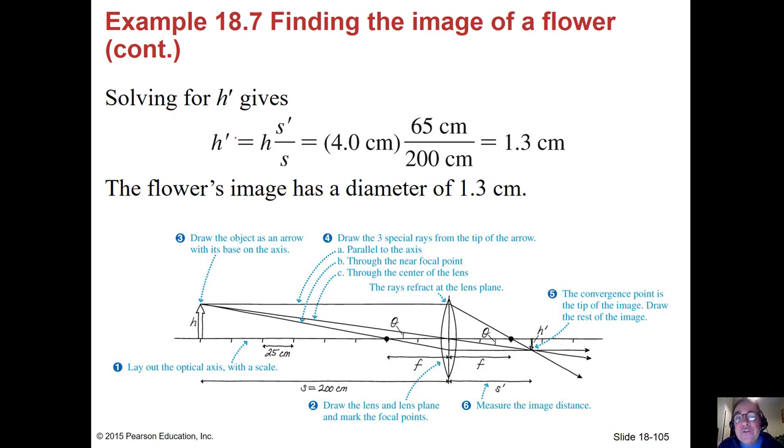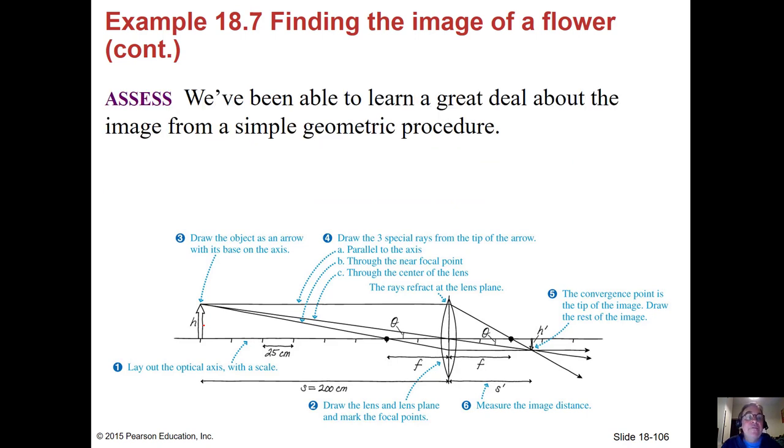You could try to measure it, but the ratio seems to work better. So H prime is 1.3 centimeters then. Okay, and the petal is 4 centimeters to begin with. That's this here. Okay, very good. So it's definitely smaller. So we've been able to learn a great deal about the image from this, just looking at the geometry of it. And then in a few minutes, we'll come up with the lensmaker's equation and verify what's going on here.